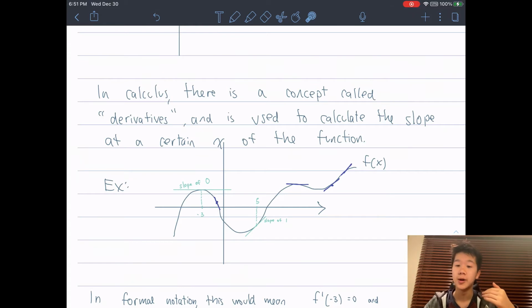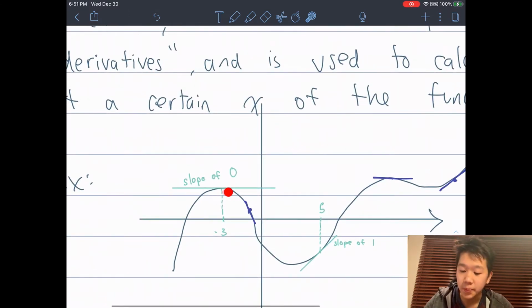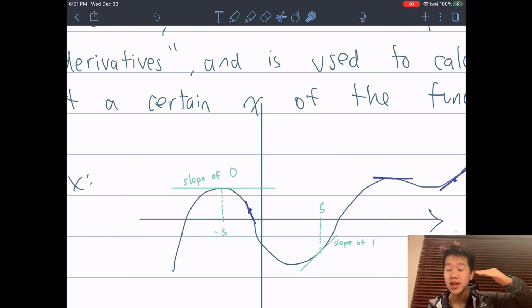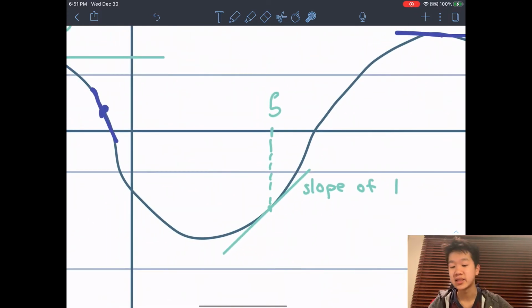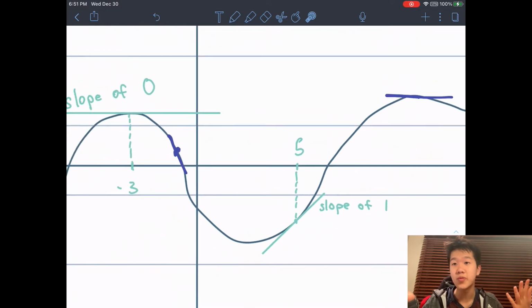of the function. So basically, if I have this function f of x, which looks like some sort of roller coaster, I know that at the point -3, if I drew a straight line that passed only by this point, the tangential line, I know that it's going to give me a slope of 0. Because it's pretty flat. So flat equals 0. And for example, at x equals 5, I have this line that only passes through this point. And then I'm going to be like, yeah, that's a slope of 1.